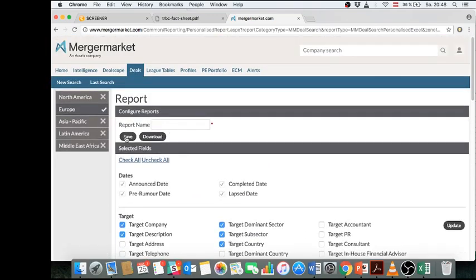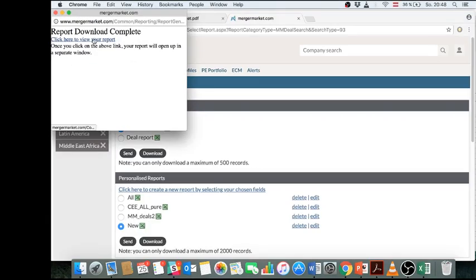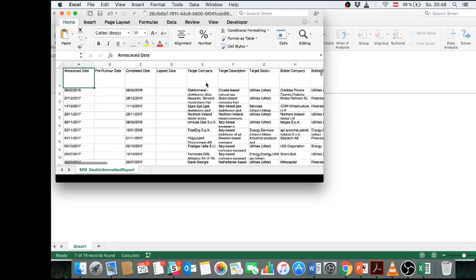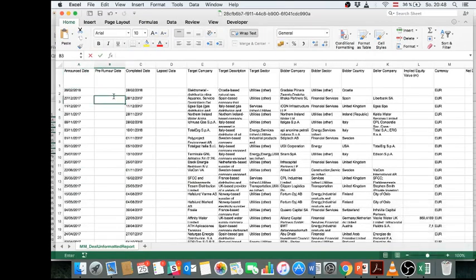Okay, then you can say save under this report name and download it. But I have my own one. I got my own one. Okay, where is it? Here it is. Let's download this sheet. Perfect.